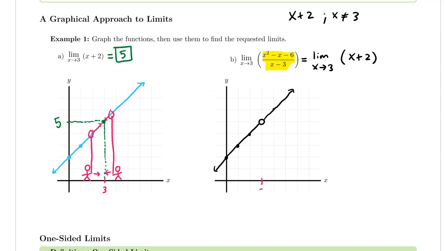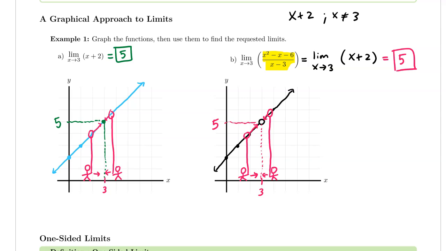So here's x equals 3. I have my person on this side, and they're getting closer and closer to x equals 3. Same thing on this side. This person is getting closer and closer and closer to x equals 3 from the other side. And the balloons, they're getting closer and closer to the location of my hole here. And even though this is not part of my function's graph, the location of that hole still has the ordered pair (3, 5). And so this limit here is equal to 5 as well.